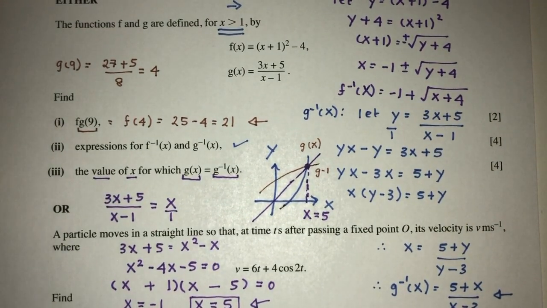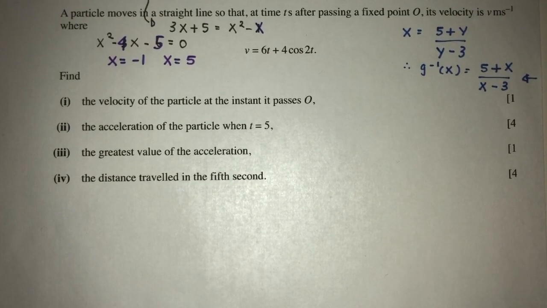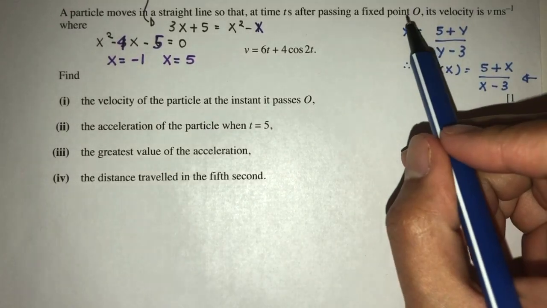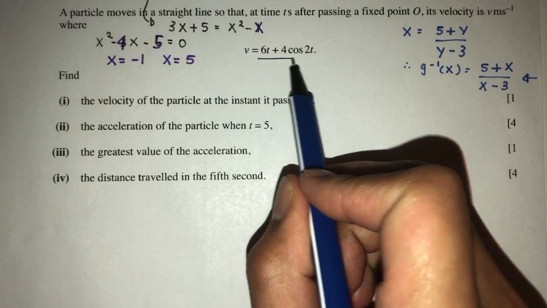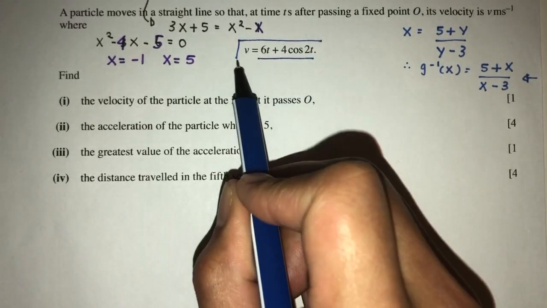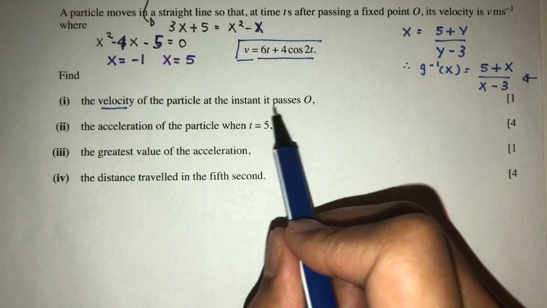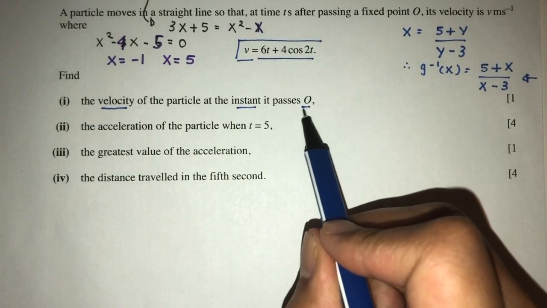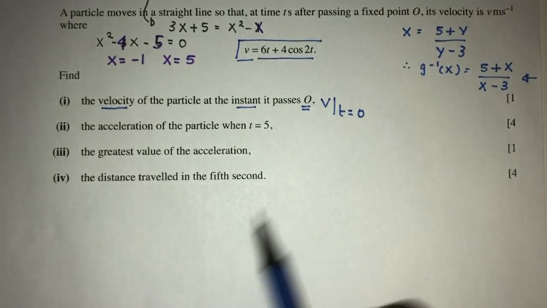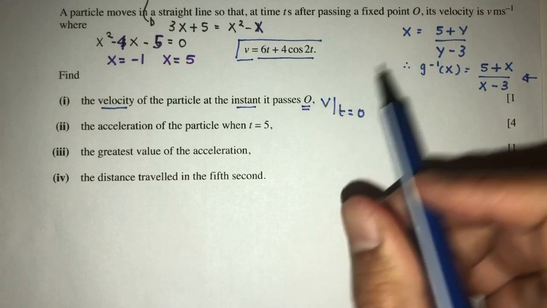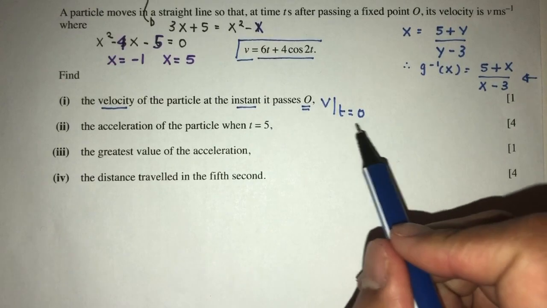Okay, that will be your question, part 1 of 12. So a particle moves in a straight line so that at time t, after passing a point O, the value of v, which is the velocity, is given to you by this equation. So part 1, we have to find the value of v of the particle at the instant that it passes O. So basically we have to find the value of v at time equal to 0, because we only start counting when passing the point O. When you pass the point O, it's the beginning, so the time will be 0.